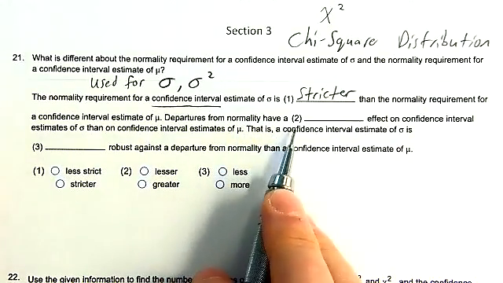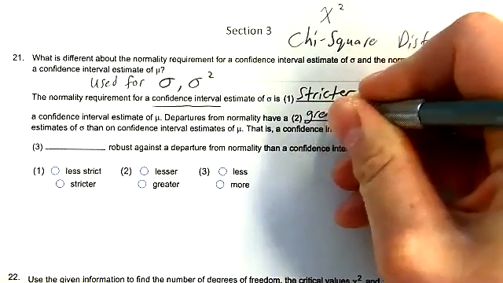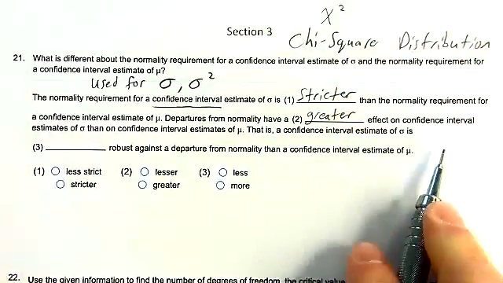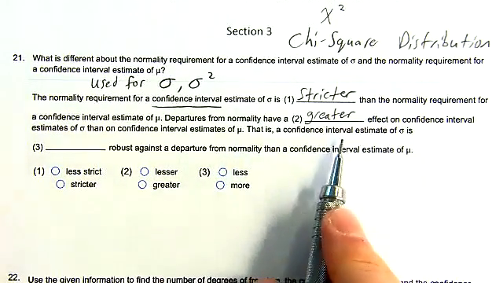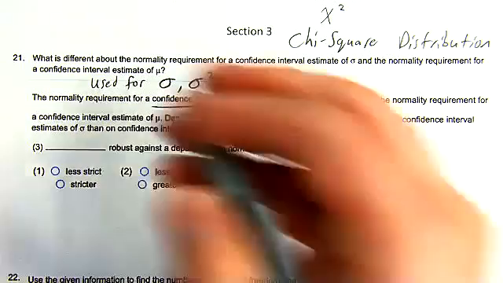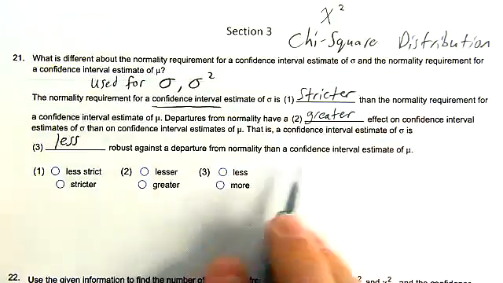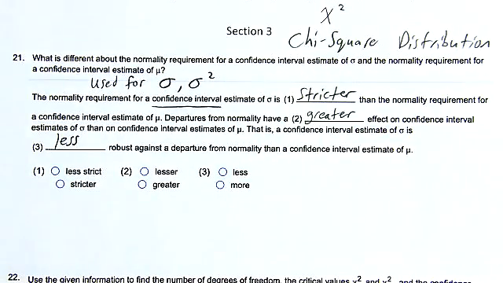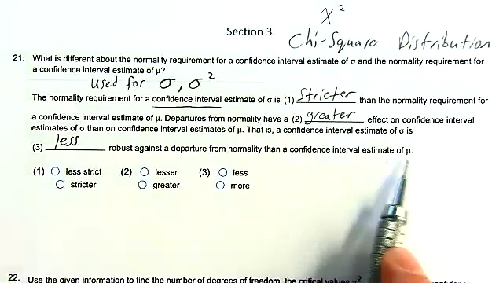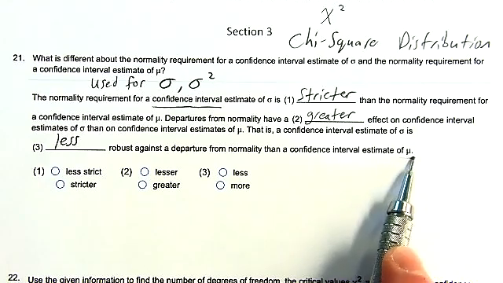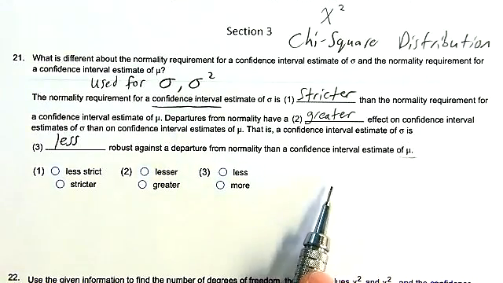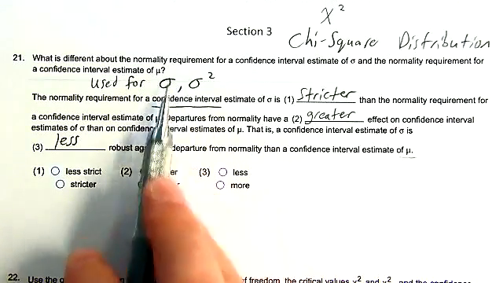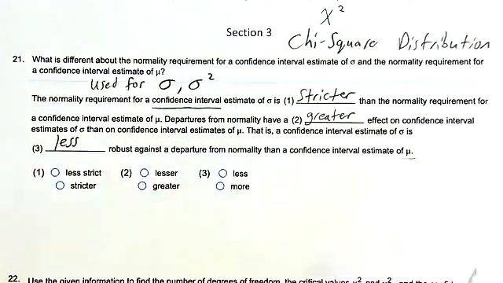Departures from normality have a greater effect on confidence interval estimates of sigma than on confidence interval estimates of mu. That is, a confidence interval estimate of sigma is less robust against a departure from normality. So back in 7.2, I believe, maybe even 7.1, we said if you plot your histogram of your mu's and it's skewed, you can still proceed. Well, in this one, we want these variances and standard deviations, when you plot them in a histogram, to be as close to normal as you can get.